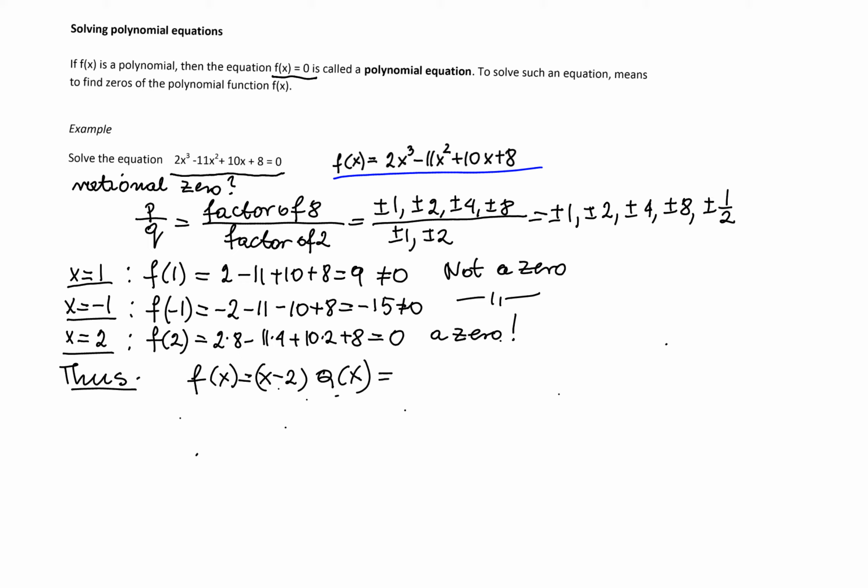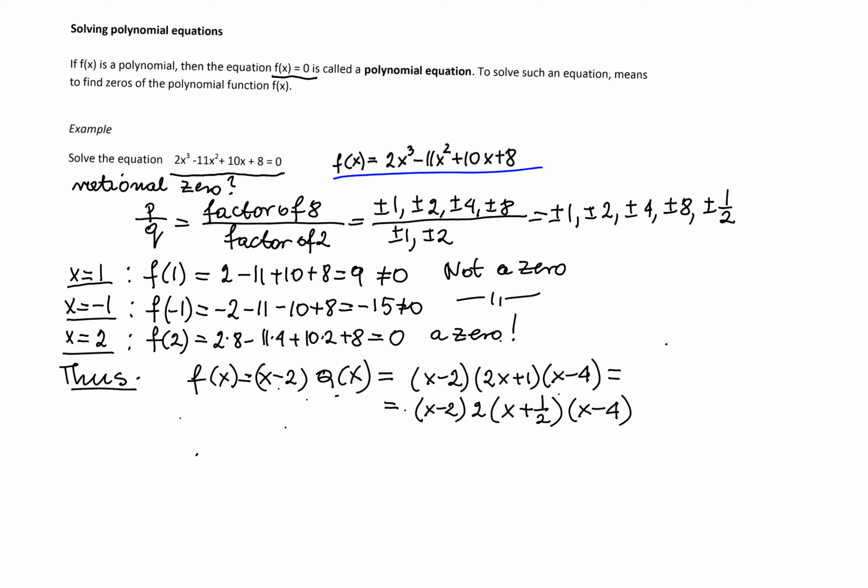It can be shown using synthetic division that q of x is 2x squared minus 7x minus 4, which when factored is 2x plus 1 times x minus 4. And therefore, if I want to rewrite it in such a way that each factor represents 0, x minus 2 already represents the 0. For 2x plus 1, I will have to factor out 2 to get the form x minus c. So I will have x plus 1/2, and then x minus 4.